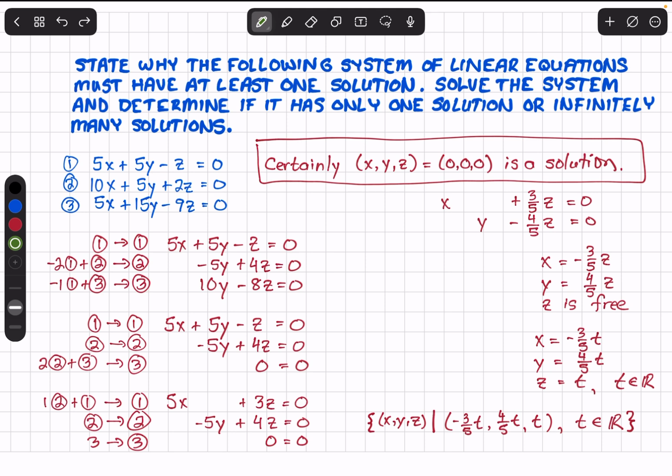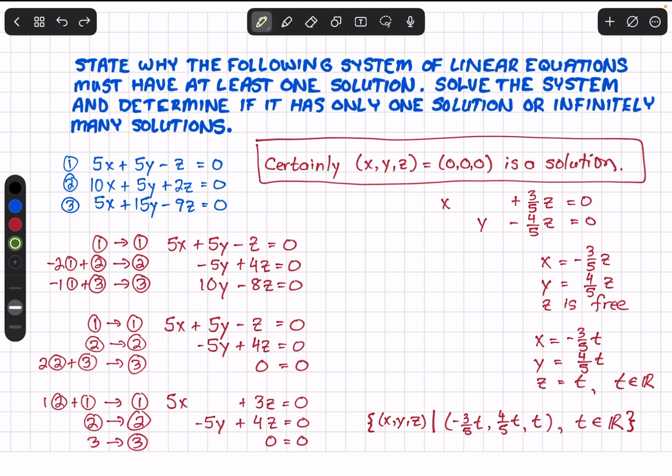second equation. That's negative 2 times 5x plus 10x, 0 x's. Negative 2 times 5y plus 5y, that's negative 5y's. Negative 2 times negative z is 2z plus 2z is 4z. So these are the instructions for changing the second equation.